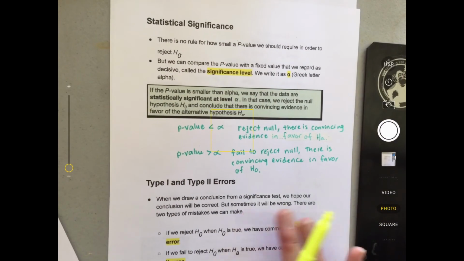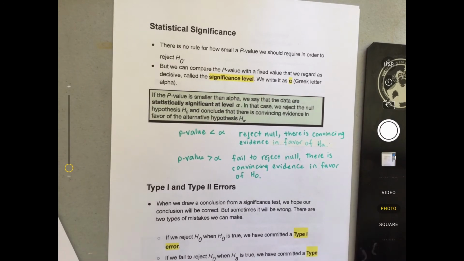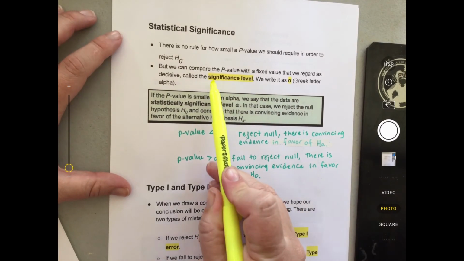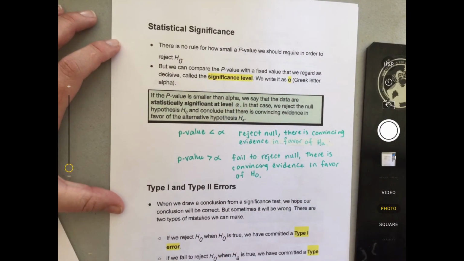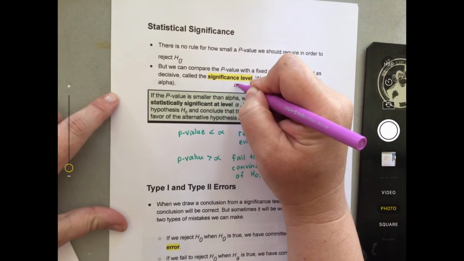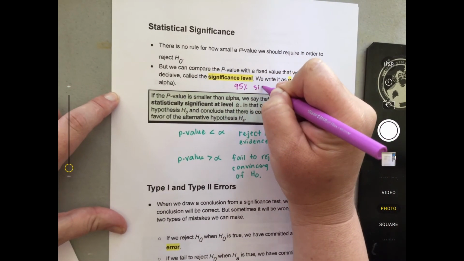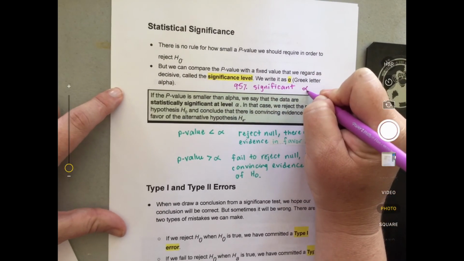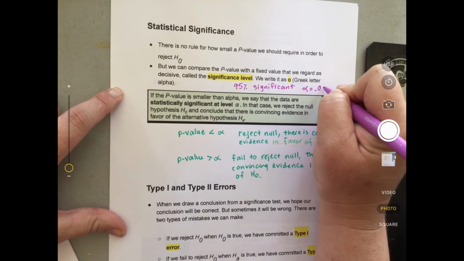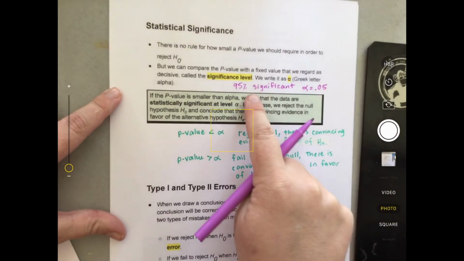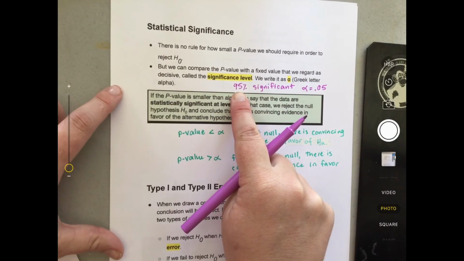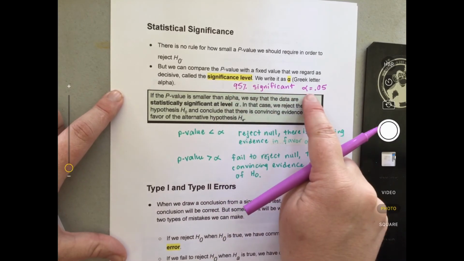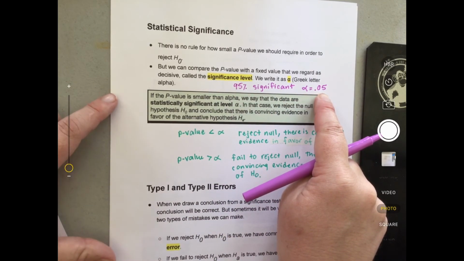Well, how small is small? When is it small enough that we know we're going to reject the null? We're going to compare it to the significance level. Say we want to be 95% significant. Then alpha is going to be 0.05. It's essentially the complement of how significant we want to be. So if our test asks us to be 95% significant, alpha is going to be 0.05.